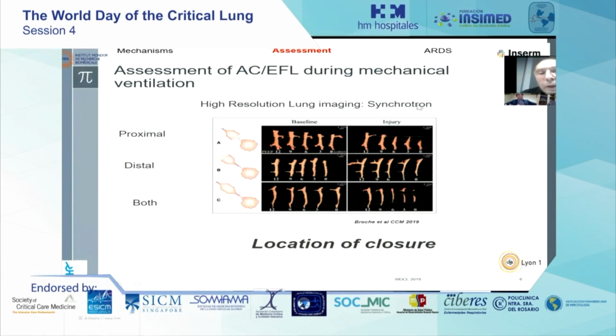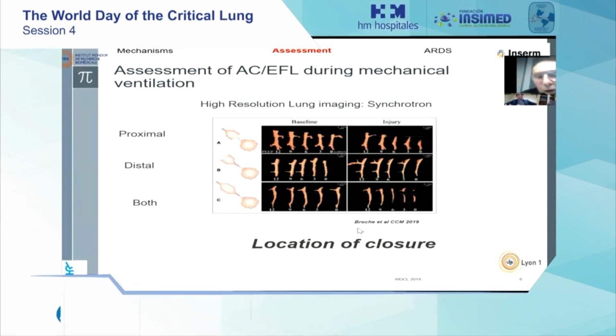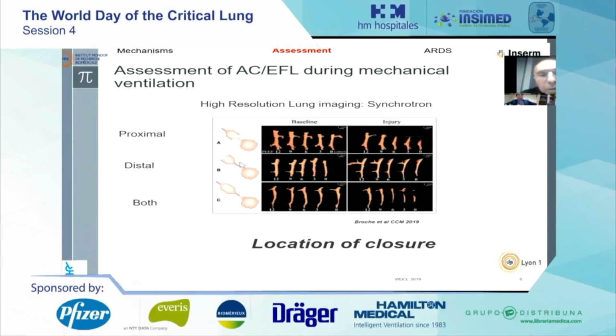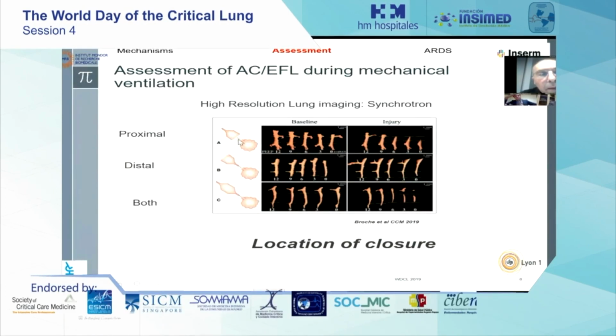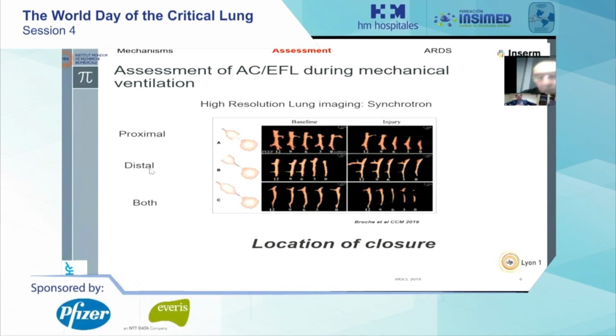And in Grenoble, in France, we have this facility, and Broche and co-workers with Bayat performed these studies in animals, non-injured and whose lungs were injured. And you see that they were able to map the airways at different sites, and they were able to demonstrate here a proximal closure or a distal closure or a closure at both locations. And you can also see the air trapping, upstream of the location of the airway closure.